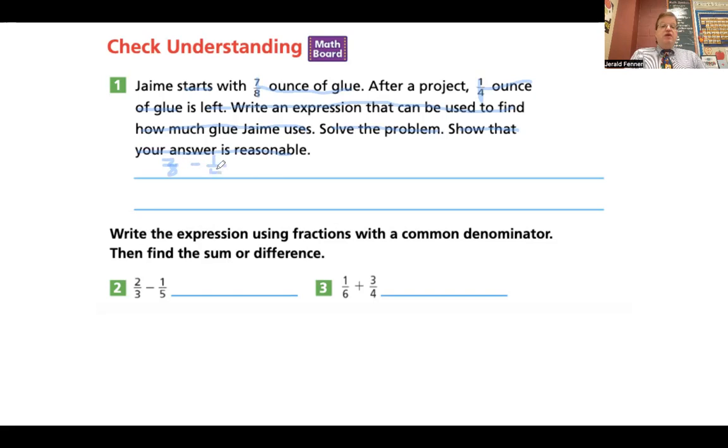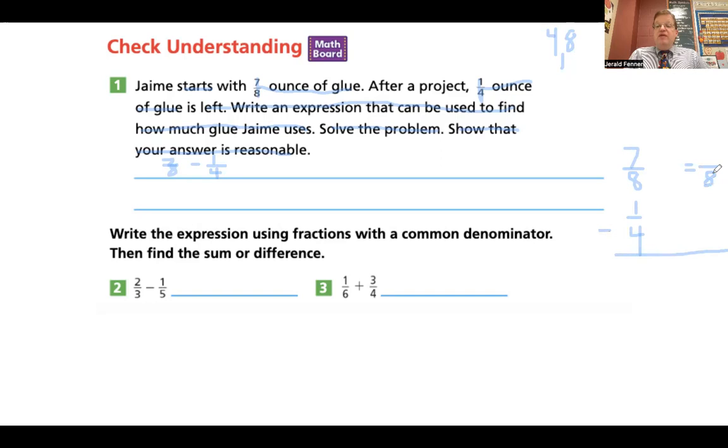Now, your brain should already start juicing up to see what's going to be my common denominator. If you take 7/8 and you set it up properly, and you take 1/4, I always say find the multiples of the smaller number, and we're going to be subtracting here. So 4, it'd be 4 and then 8. And some of you might have already figured out without even having to write the multiples that it was going to be 8.